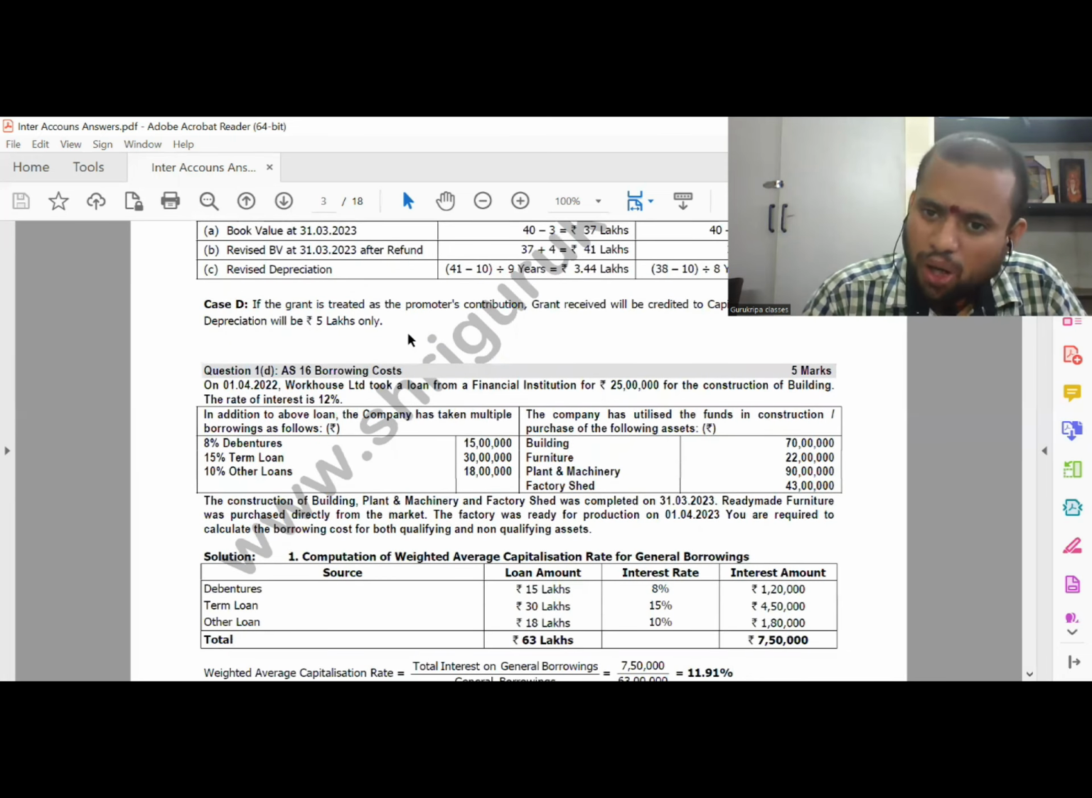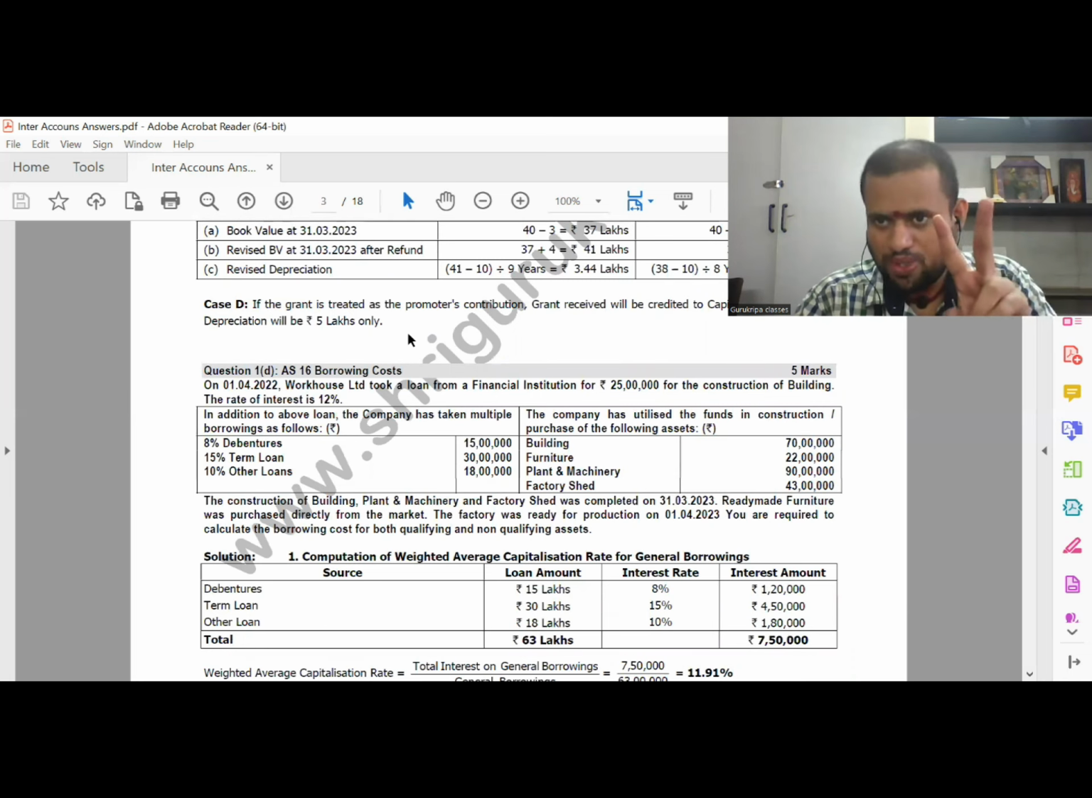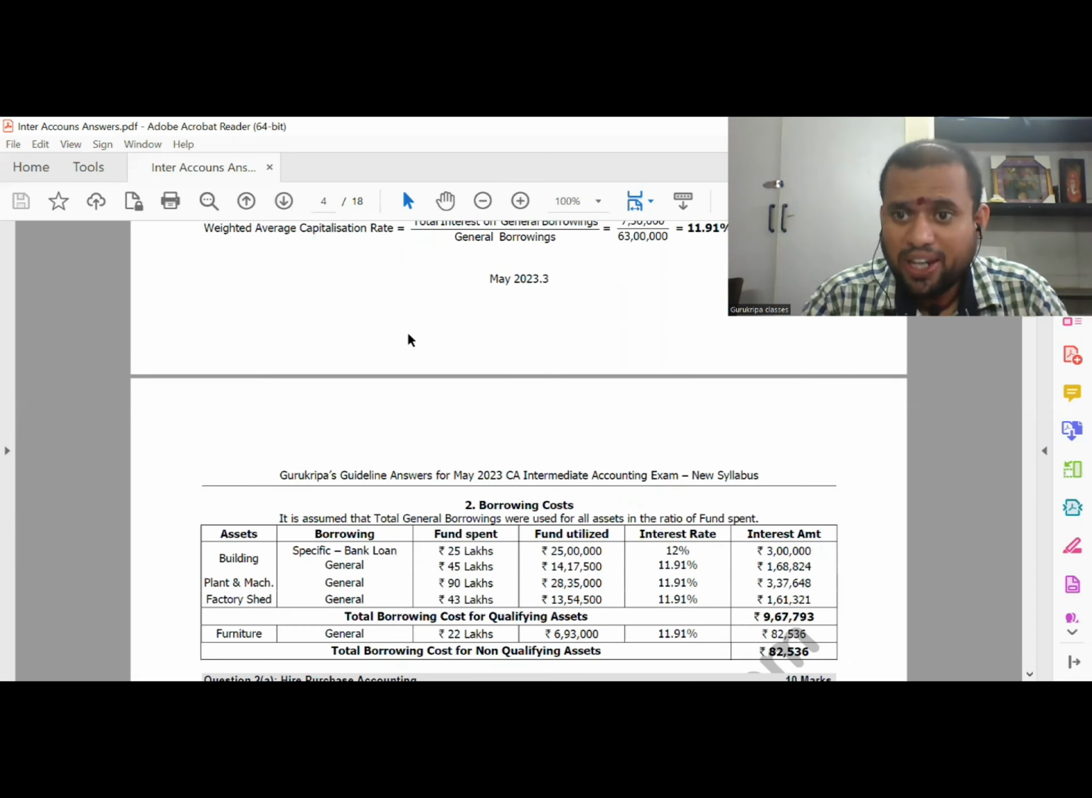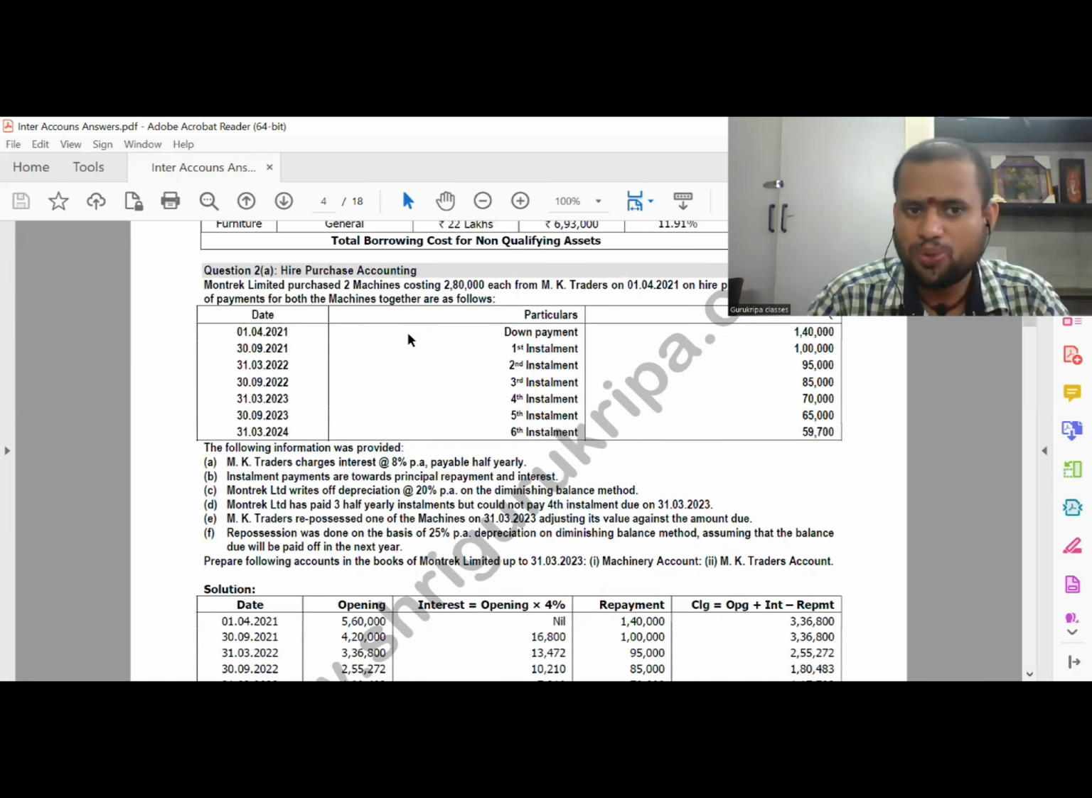Then AS 16 borrowing cost. Already there are two sums, and those two sums have been combined here. Two adjustments have been taken from two different sums. First, there are three general borrowings, so you have to compute the capitalization rate. Then the fund spent is more than the borrowed amount, so we have to compute the fund utilized from the borrowings in the proportion of fund spent. In that ratio, you have to compute. So two adjustments have been taken from two different questions.